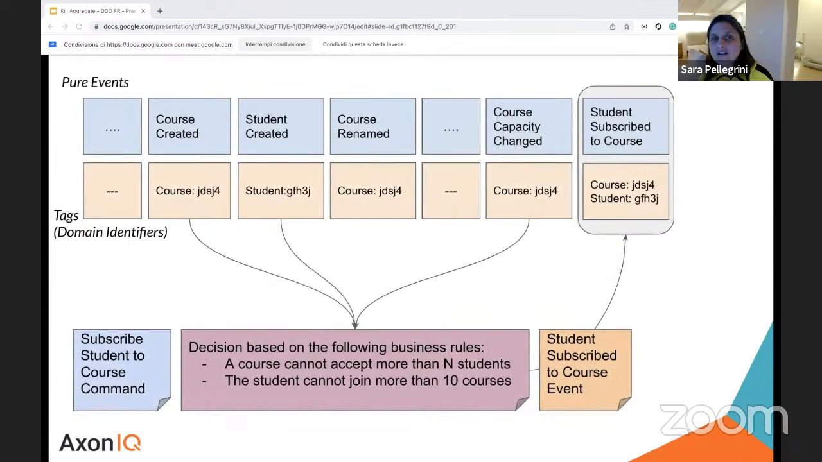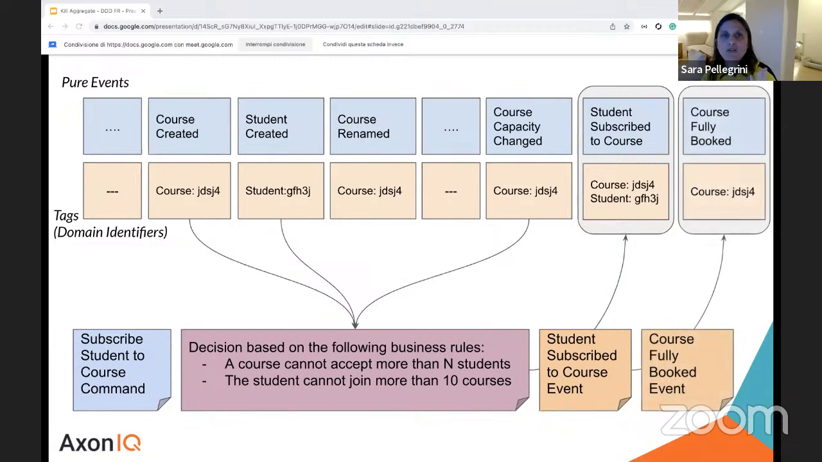So the domain identifiers are matched to the single event. Two events published in the same transaction could be associated with different domain identifiers. For example, if after a student is subscribed to a course, the course reaches its maximum capacity, I may want to publish the course fully booked event in the same transaction. So the student subscribed to course event will be associated with both the student and the course, while the course fully booked event will be associated only with the course.